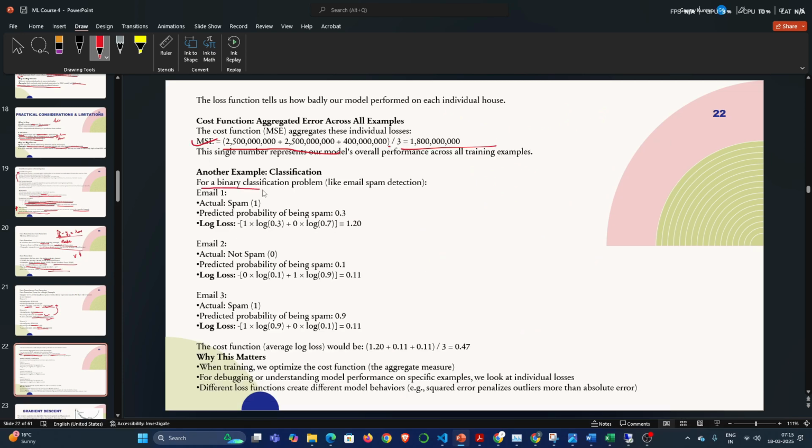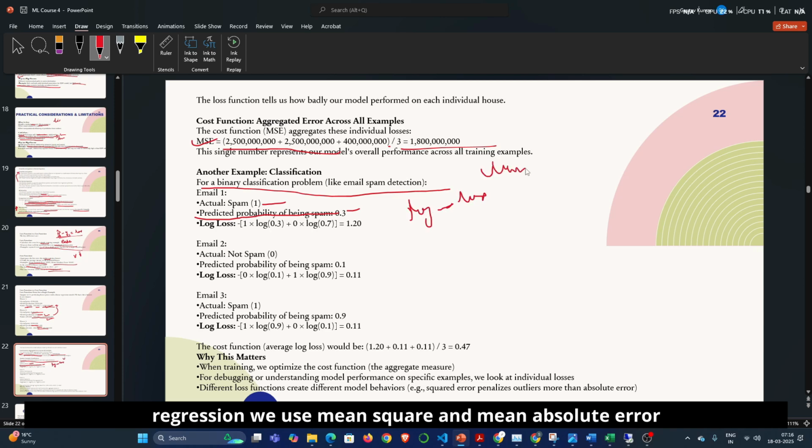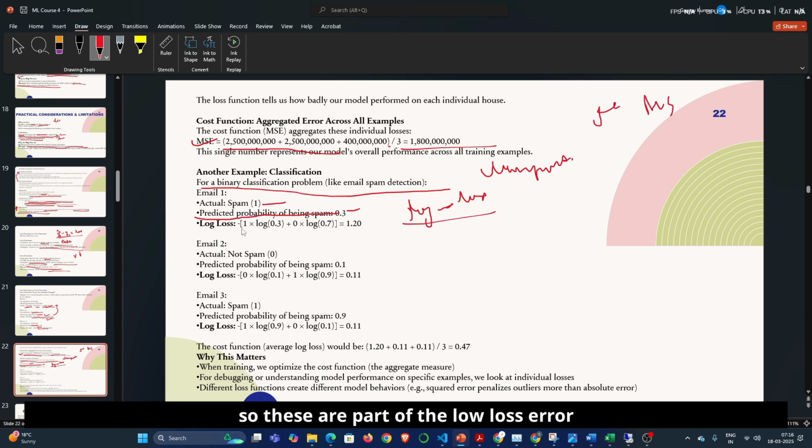Another example. Let's see, the predicted probability of being 1 is 0.3. It's a different one. For the log loss function, we are going to use it here for a classification problem. For regression, we use mean square and mean absolute error. So this is a part of the log loss error. Another one is this, minus 1 actual. So its formula is like this.